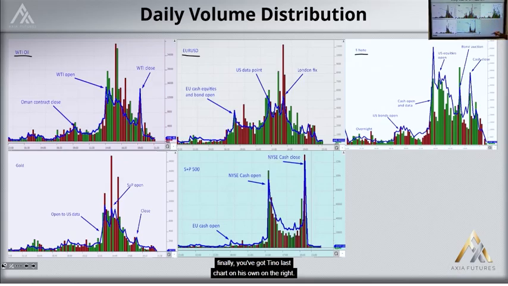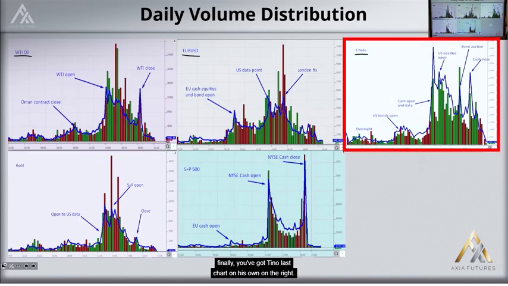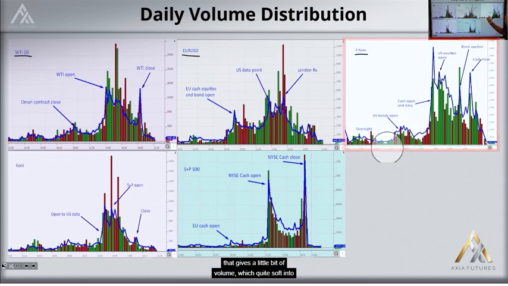And then finally, you've got T-note, the last chart on its own on the right. Again, a similar kind of structure. You have the quieter overnight session. You get the European bonds opening, and that gives a little bit of volume, which quiets off into the European session, and then a much more significant pickup in volume as you go into the main bond session. And again, a spike going into the close.